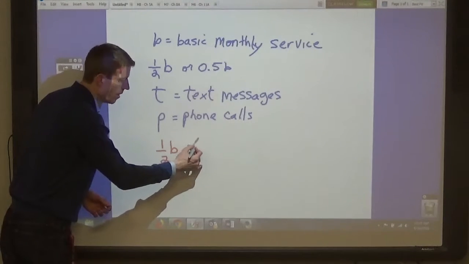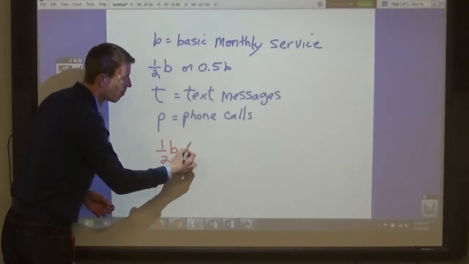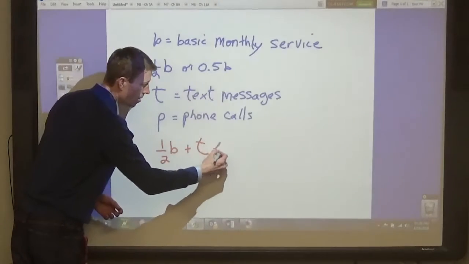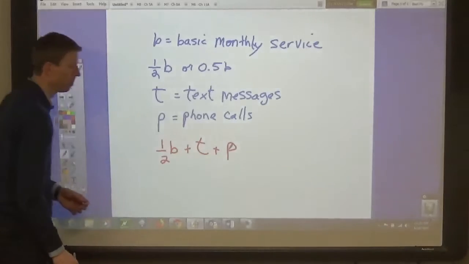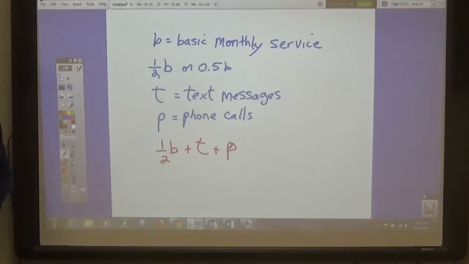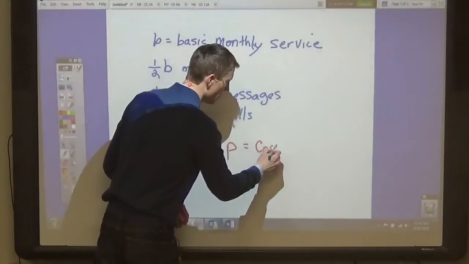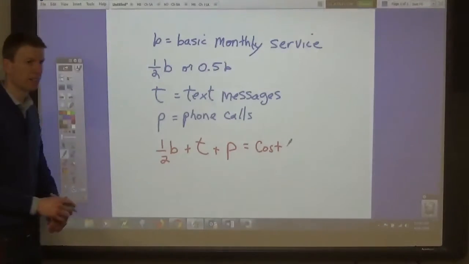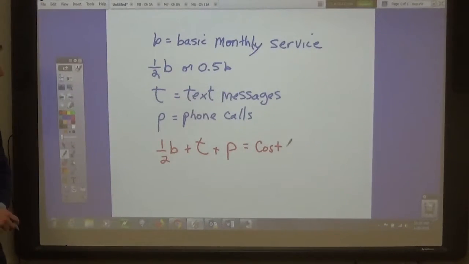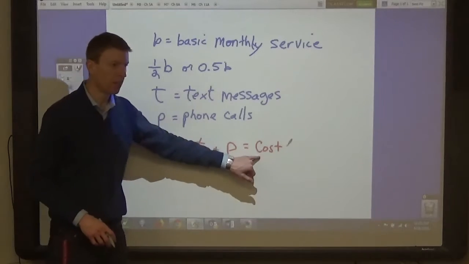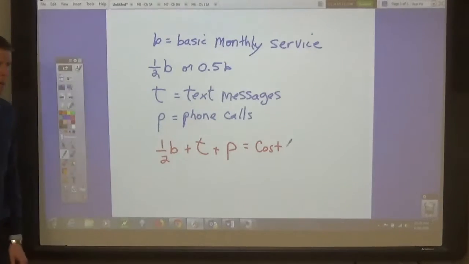What would we do with the t? Oh, plus t. Plus t, good. Then plus p. Good. Okay, equals the cost, yeah. If we define C as the cost, or C for monthly charges. Very good.